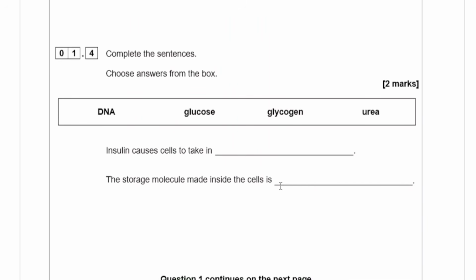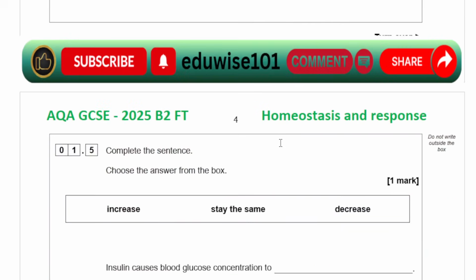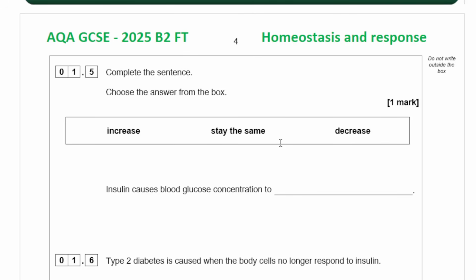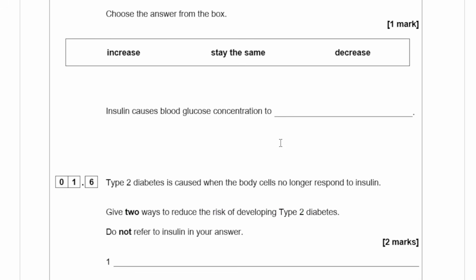Complete the sentences. Choose the answers from the box. Insulin causes cells to take in glucose. The storage molecule made inside the cell is glycogen. Complete the sentence again. Choose the answers from the box. Insulin causes blood glucose concentration to decrease.